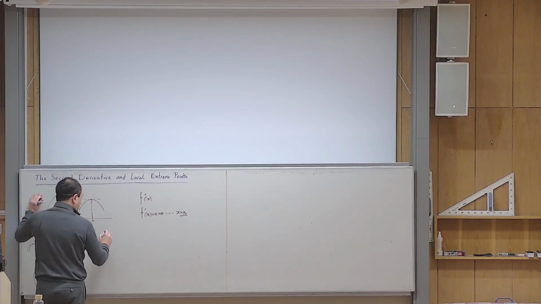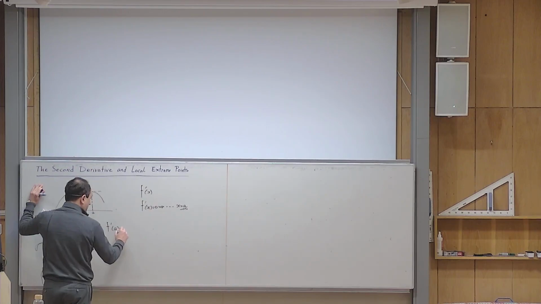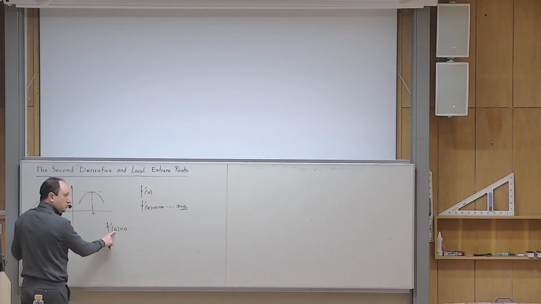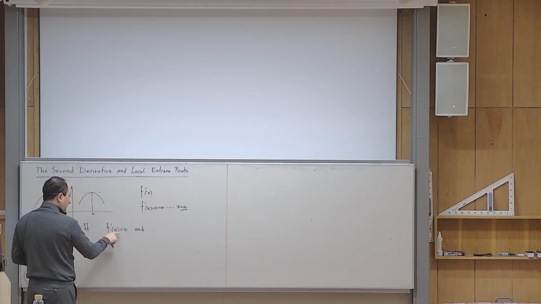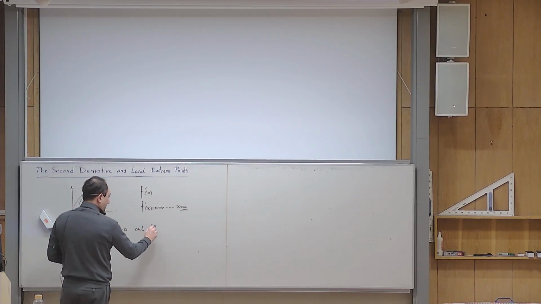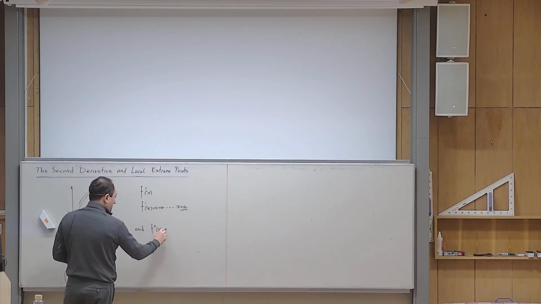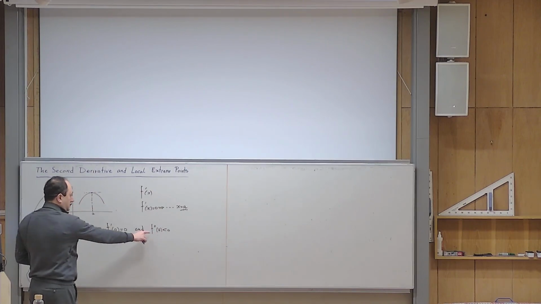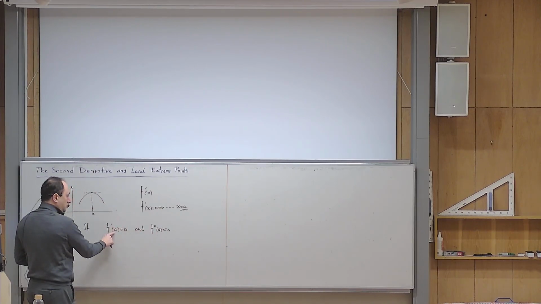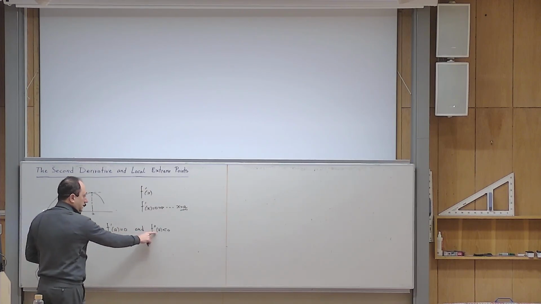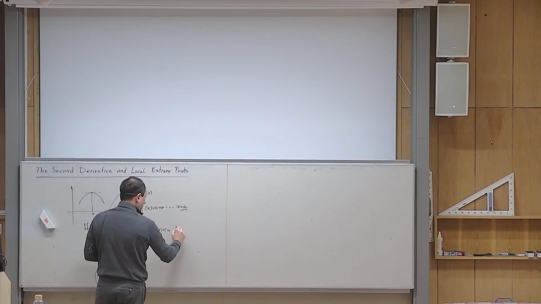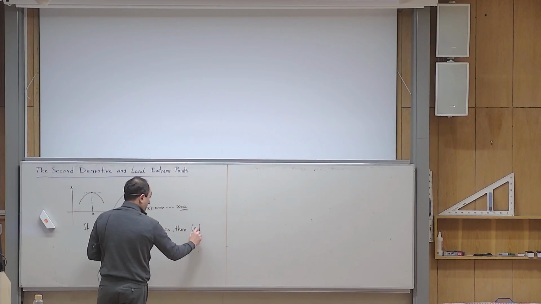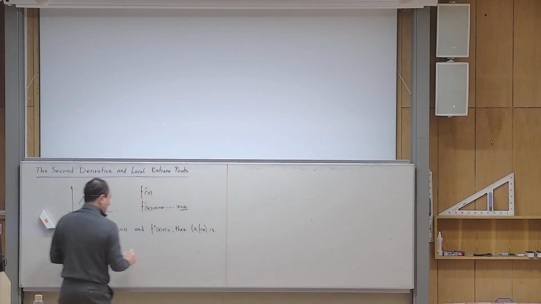So if f prime of a is 0, it means x equals a is already a candidate for an extreme point. And if f prime of a is 0 and f double prime of a is negative, it indicates that not only is the tangent line horizontal, but also the concavity at that point is downwards. So this means that a and f of a is a local extreme point.